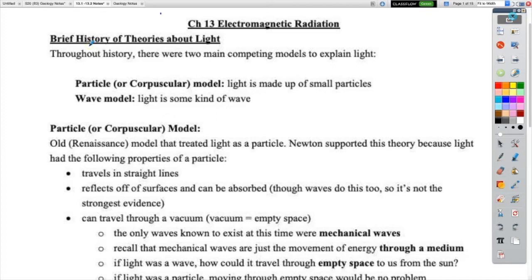Okay, so to give you a very quick SparkNotes version of the history of the theories here, we essentially had two main competing models. Okay, there was the particle or the corpuscular model. You can just call it a particle model, but know that word corpuscular if you see it. Okay, which essentially says light's made up of small particles, little actual particles, little balls of stuff, I guess, right? And then there was the competing model, which was the wave model. So essentially the story of the history of theories about light is particle or wave, okay? So light is some kind of wave, as the name suggests. So is light a particle or is light a wave?